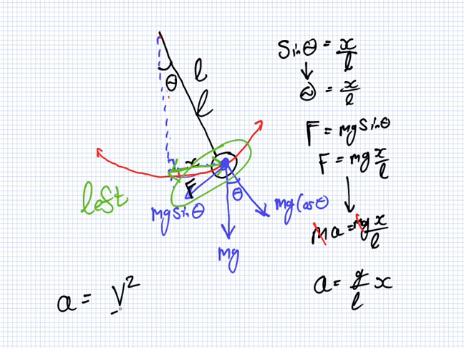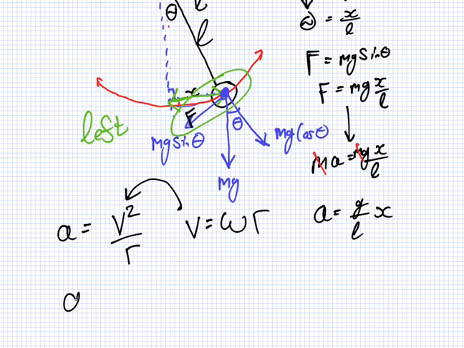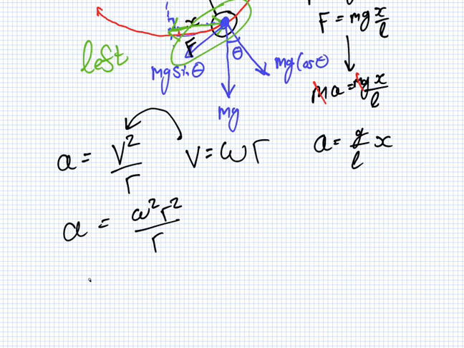V squared over R, wasn't it? And what was your formula for V? V equals omega R. Now watch this. I'm going to put that formula in there. So I get A equals omega squared R squared over R. So it would be omega R. So A equals omega squared R.